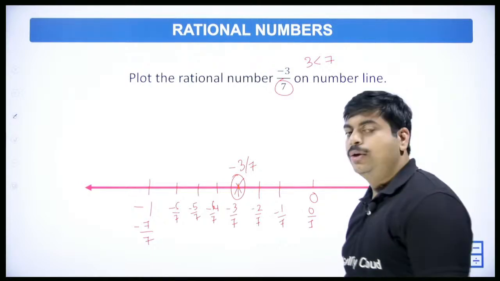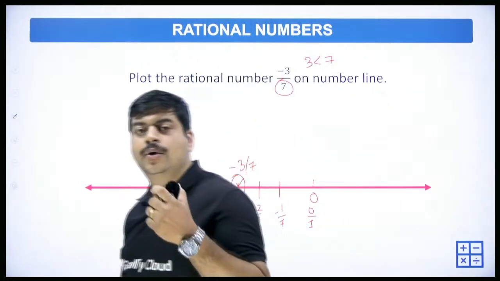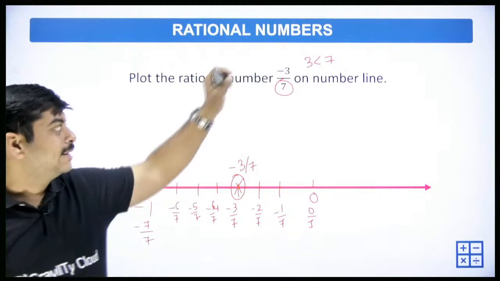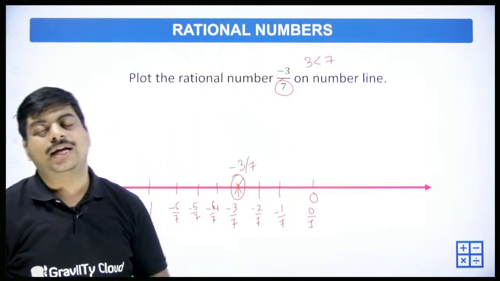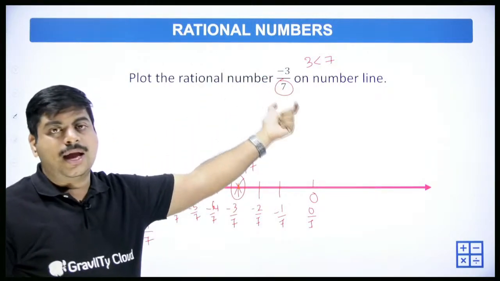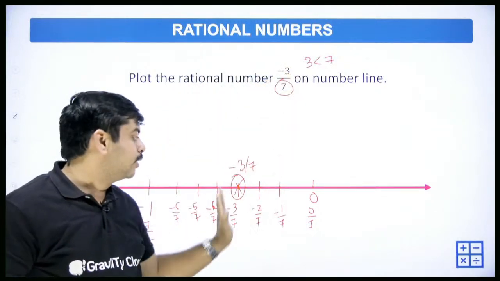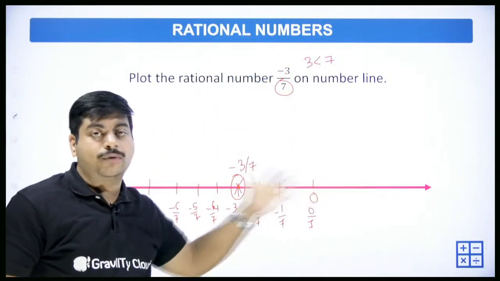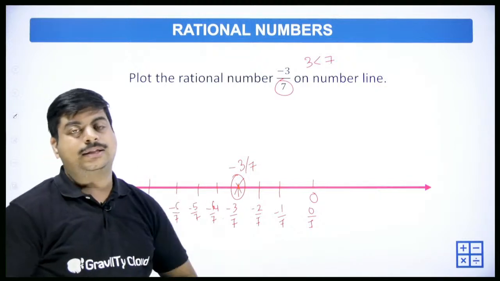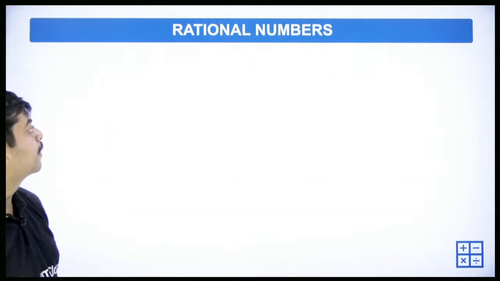The point is, you need to understand between which values your number will lie, divide that into 7 parts, and from there take the third position. The third position is minus 3 by 7. Come from 0, not from the other side. Alright, let's move forward to the next question.